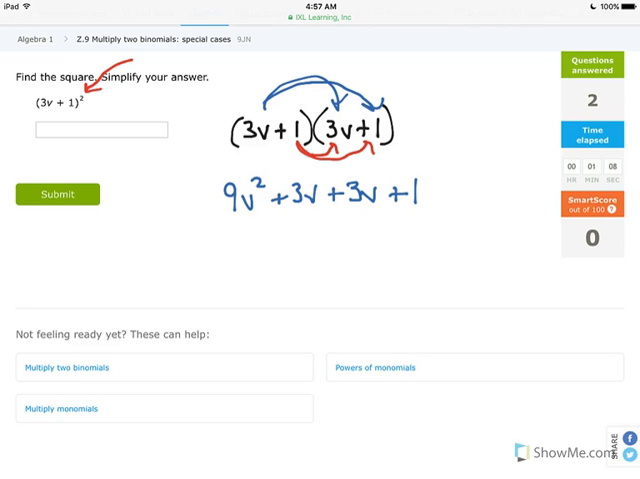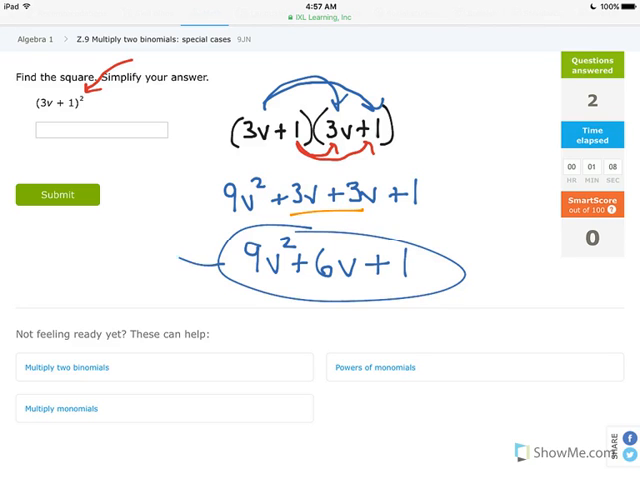And then combine your like terms. So the v's we can put together. So we have 9v squared plus 6v's. 3v plus 3v is 6v plus 1. And that is your final answer.